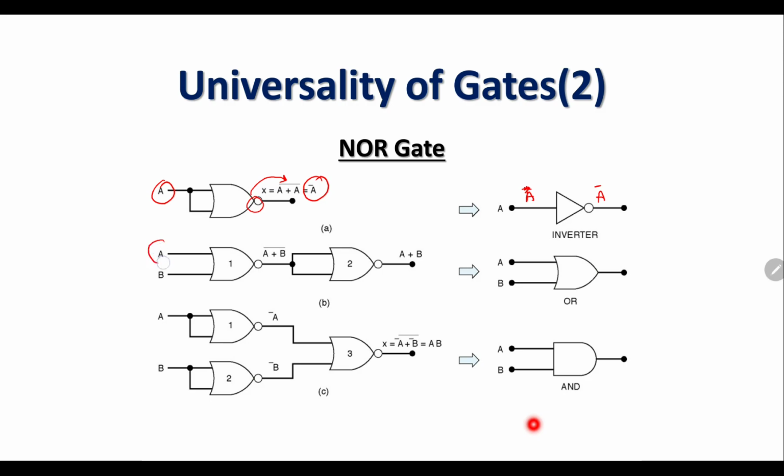Next, if you have the inputs A and B like this, connected between these two NOR gates, 1 and 2, this one performs the operation A plus B and then the bar. So you get A plus B double bar, which is A plus B. So it is just like the normal OR gate, A plus B.